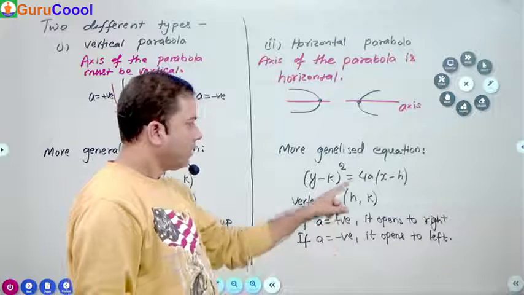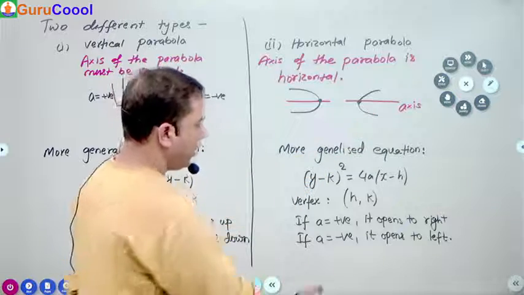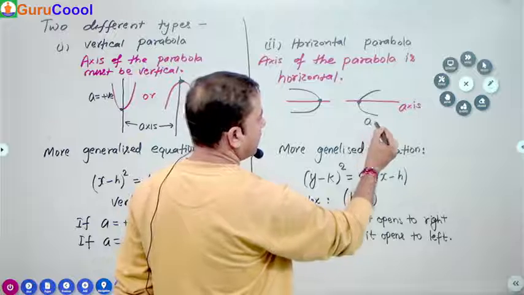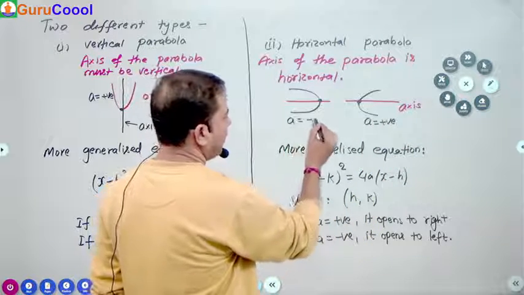Now, if the a value is positive, it opens to the right side. If the a value is negative, it opens to the left. So this one has a positive and this one has a negative.